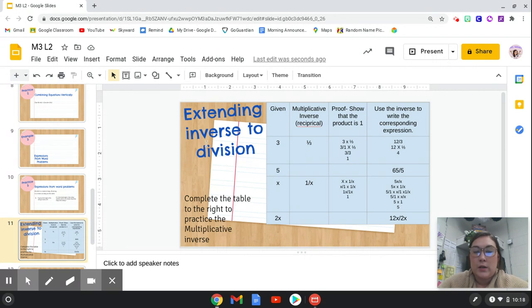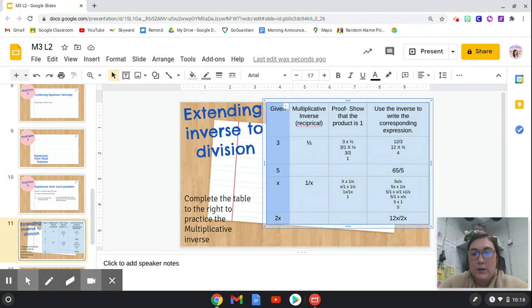So this is where we're going to try and figure out the inverse to division. And so there's a little extra step in here. I have my given number here. There's 4 of them, and I already did 2 for you. You're going to find the multiplicative inverse, also known as the reciprocal.